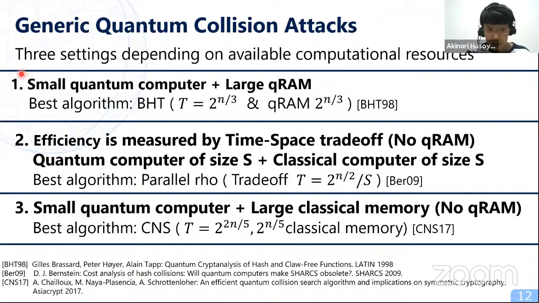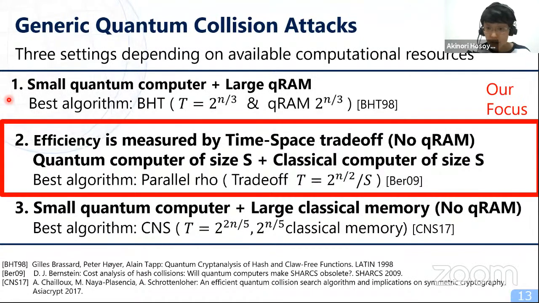In the quantum setting, we can consider 3 attack settings depending on available computational resources. I cannot explain the details, but in this paper, we focus on this setting. In this setting, the efficiency of a quantum algorithm is measured by its time-space trade-off, and we assume that there is no quantum RAM available. We also assume that there is a quantum computer of size S and a classical computer of size S. In this setting, the current best generic quantum collision finding algorithm is the parallel rho method. This gives the trade-off T equals 2 to the power n over 2, over S, as observed by Bernstein.